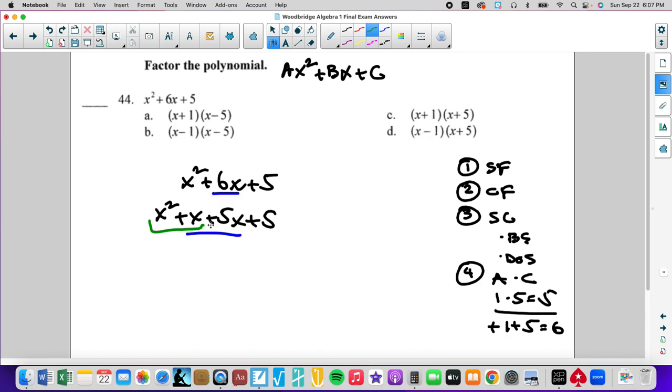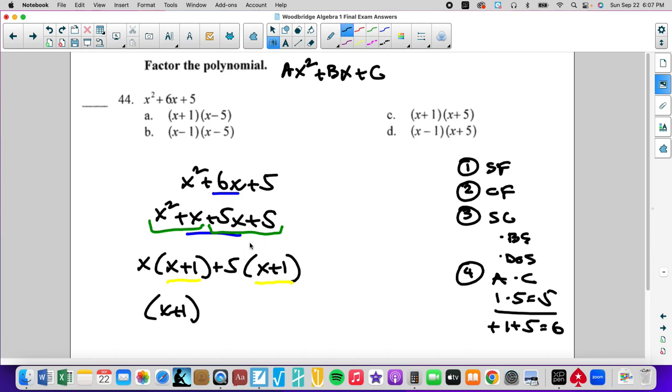I'm going to group the first 2 and the last 2. I look at the first 2. They have a common factor of x. If I factor out the x, I get x plus 1. I look at the second 2. They have a common factor of 5, and if I factor out the 5, I get x plus 1. Notice we have like quantities, so I will pull that out, x plus 1, and that leaves me with x plus 5. So I just factored that expression. X plus 1, x plus 5, that's going to be C.